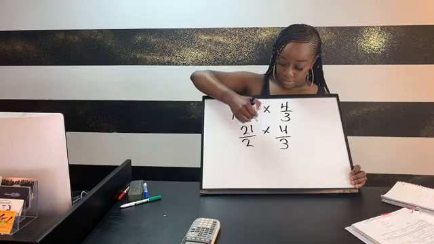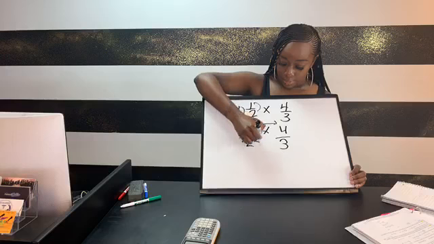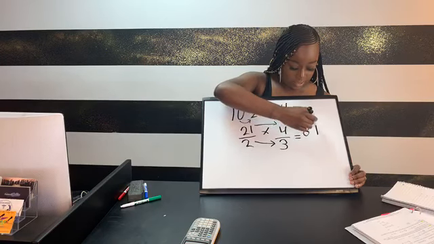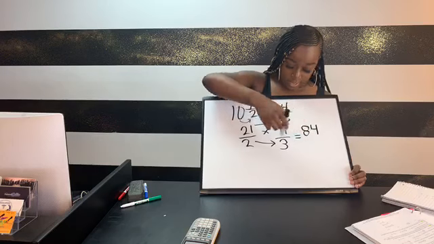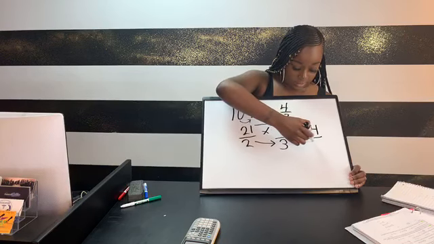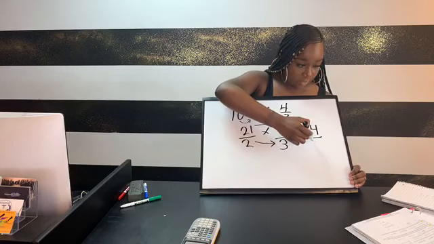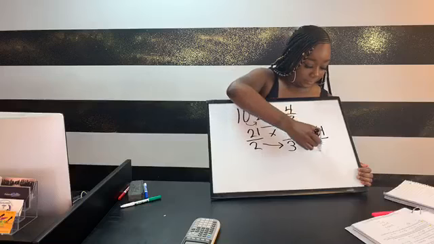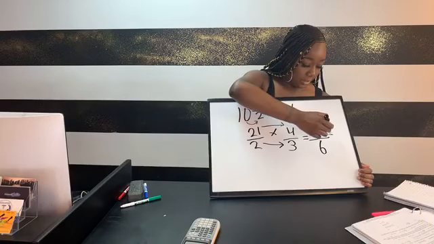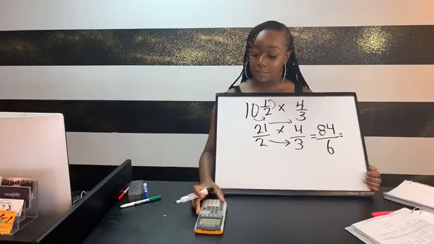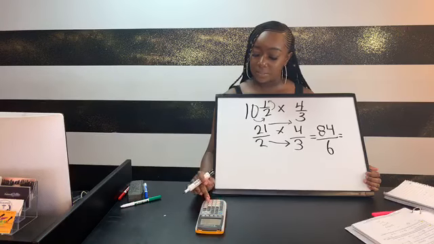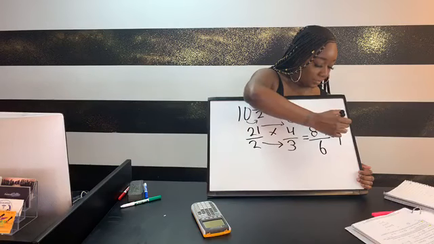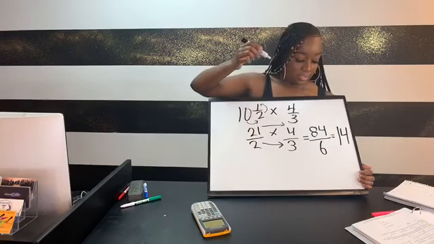And then from there, we just multiply top to top and bottom to bottom. So I know that 21 times 4 is 84, and 2 times 3 is 6. All right, and if we do 84 divided by 6, that doesn't go all the way, does it? I don't think so. Oh, it does. 84 divided by 6, that's 14. And that's going to be our answer.